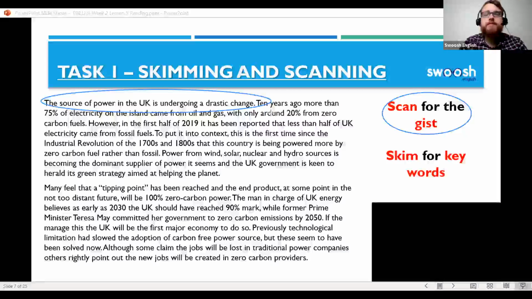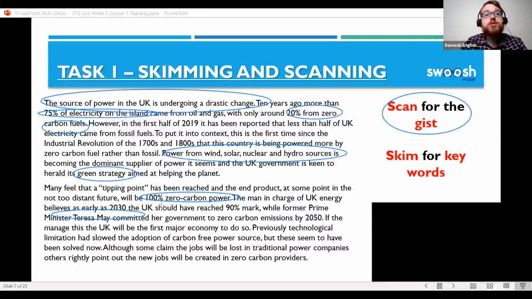And obviously we then skim for our keywords. Now I'm not going to go through this entire passage and highlight all of these keywords because there are so many. I'll go through a few. But what important information can we take away? Well, we have lots of numbers, percentages from zero carbon fuels, 75% of electricity from the islands. We can then relate some of these keywords to our gist. Obviously, we then have phrases like wind, solar, new hydro sources, government is keen to herald its green strategy aiming at helping the planet. Green strategy is also a nice thing to underline. 100% zero carbon power, and Theresa May government, etc., etc.